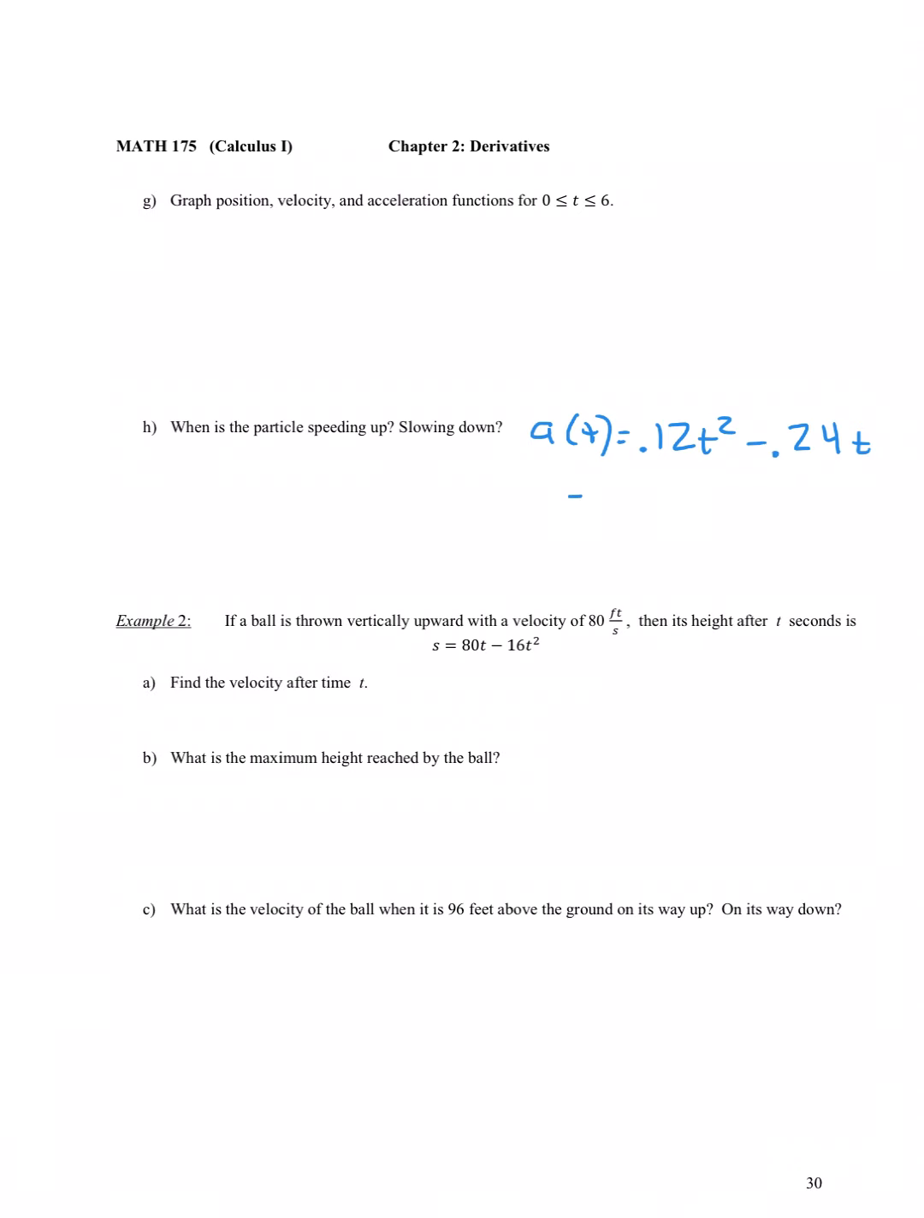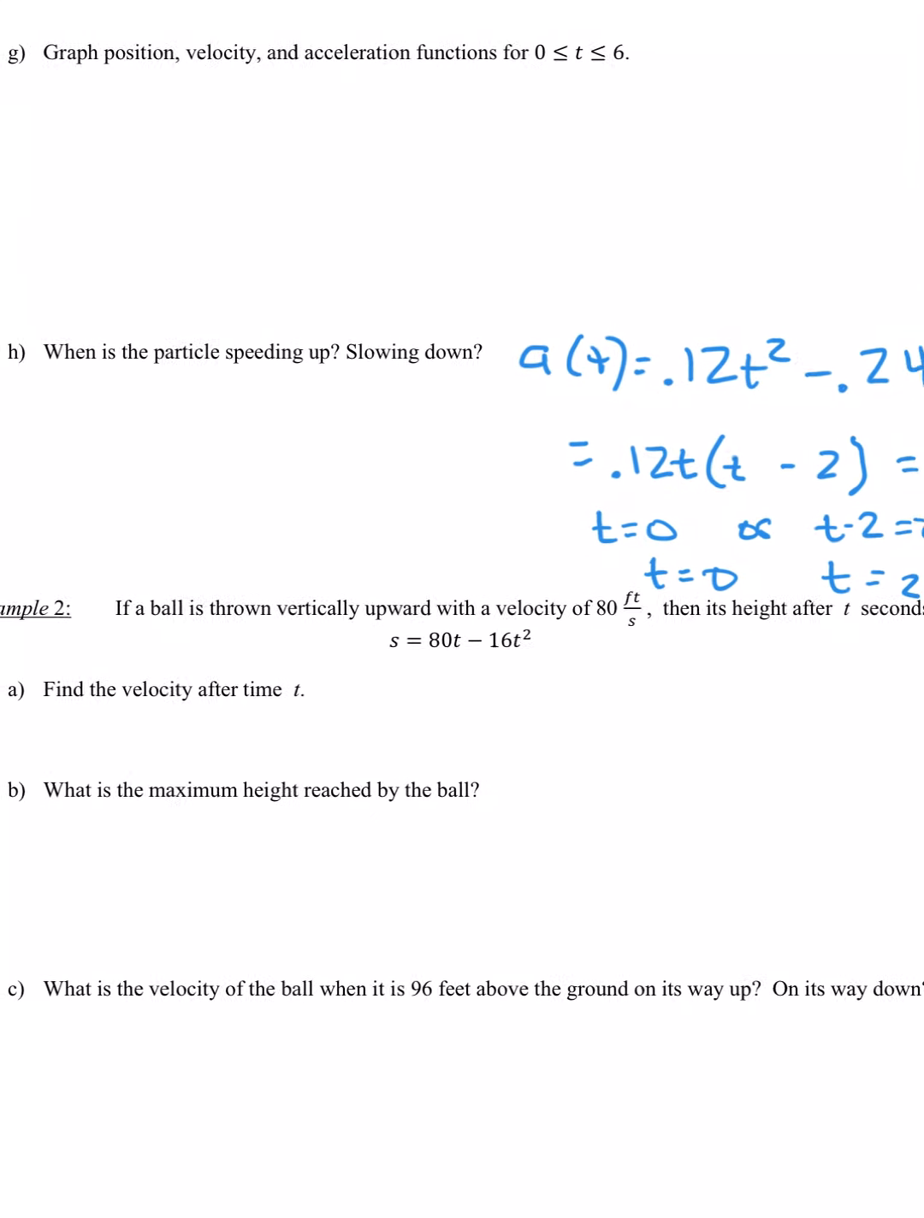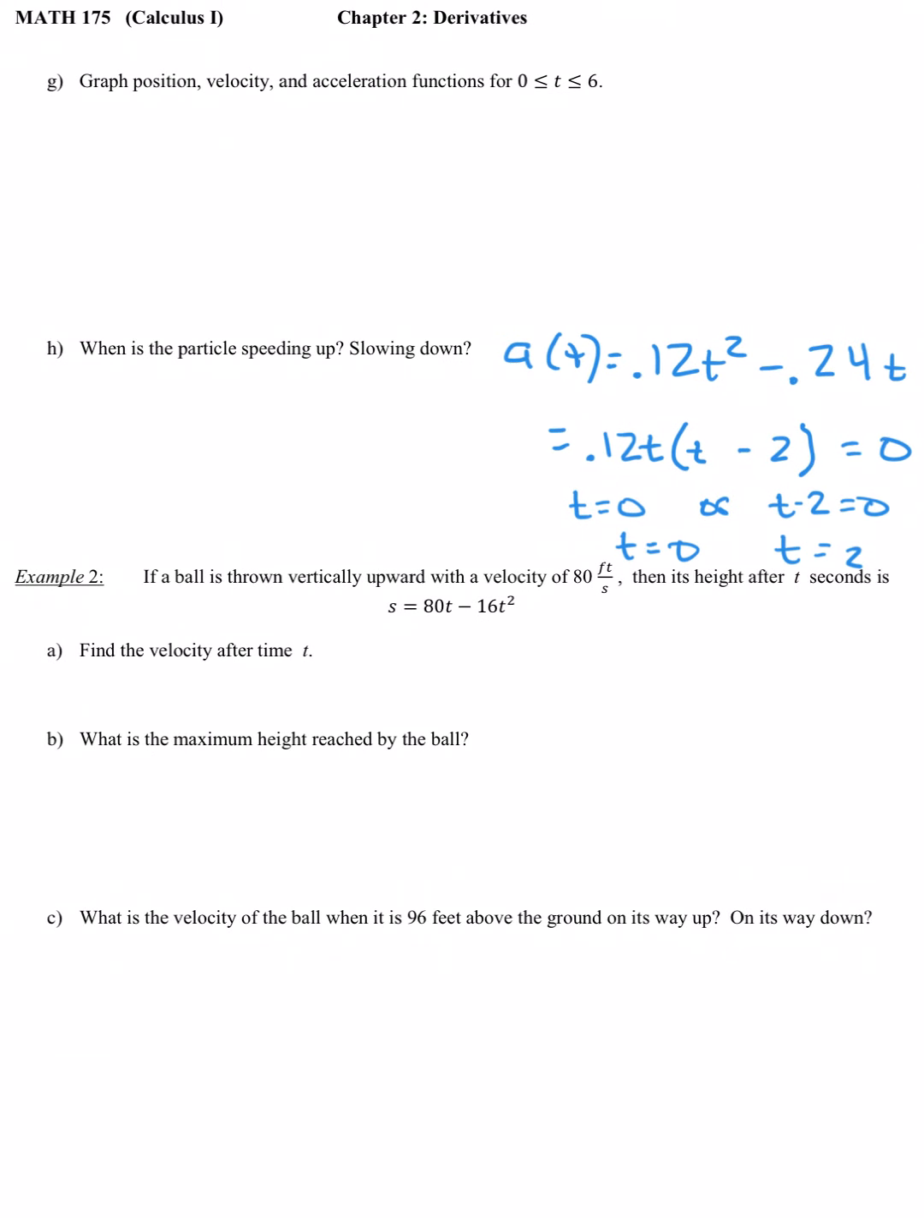And we went ahead and we factored it. Set it equal to 0. So we got t to equal 0 or t minus 2 to equal 0. So of course t is 0 or t is 2. So we got this far in class, right? And we made our number line to see where acceleration was negative and positive.